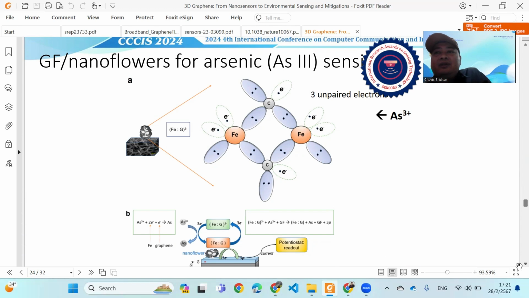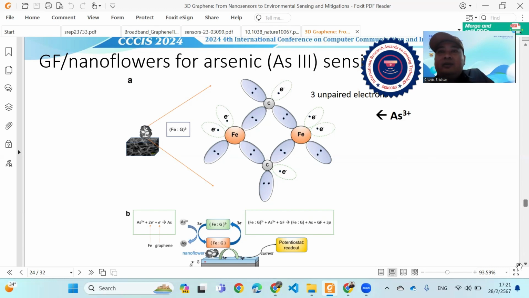So when the arsenic with the charge 3 plus comes, as you see in the picture, we have three unpaired electrons in the system of the nanoflower, and it matches with the arsenic, right? So when it binds together, it gives us the electron.